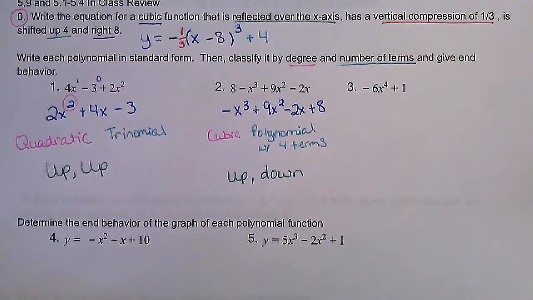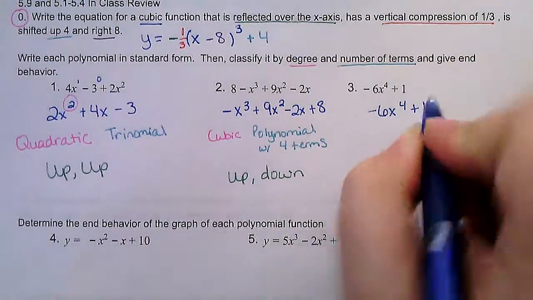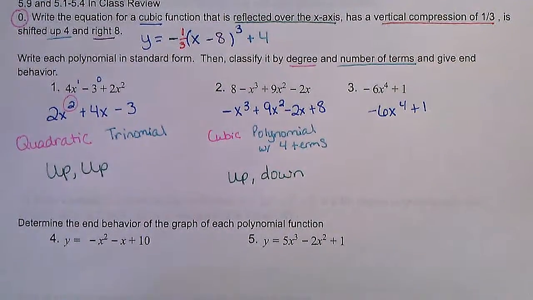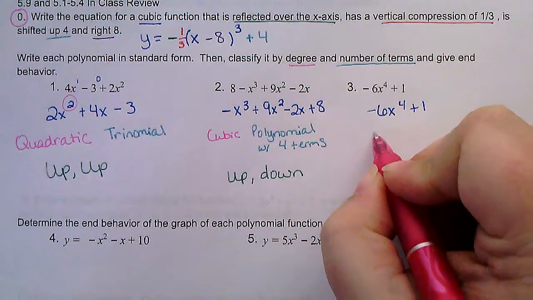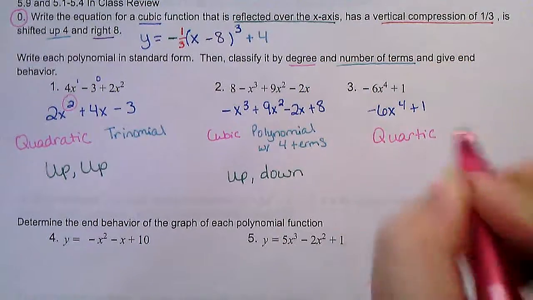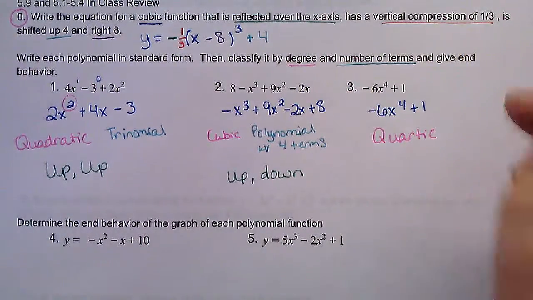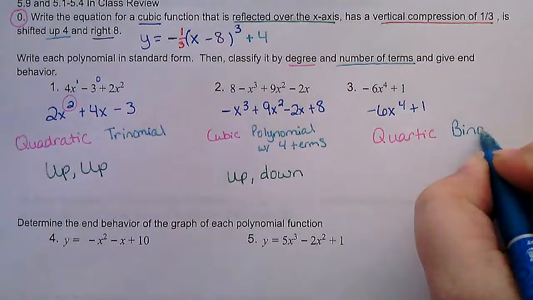Okay, next one, put it in standard form. So this is going to be the biggest challenge to put in standard form. What do you think? Oh, it already is. That's why I was being sarcastic. So next it says degree. What's the degree? 4. So go to your degree chart. When it's degree of 4, it is what? Quartic. And how many terms are there? 2. So it's a quartic binomial.